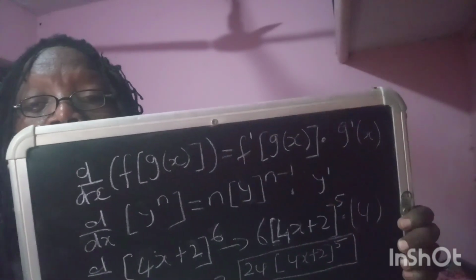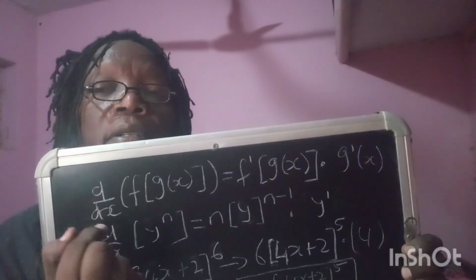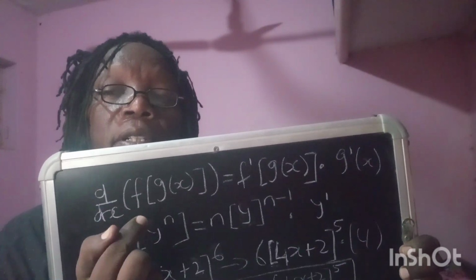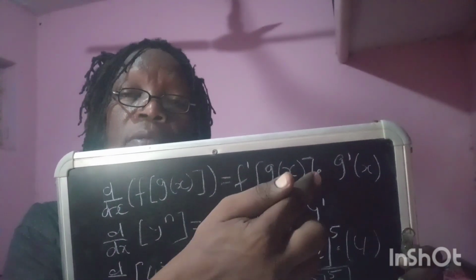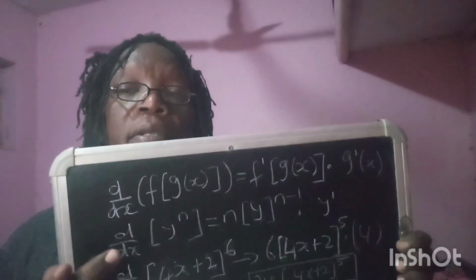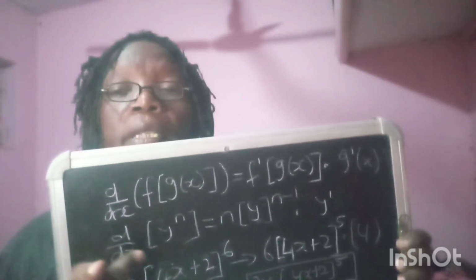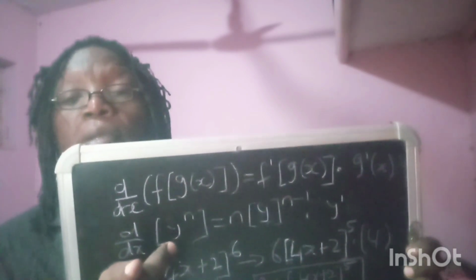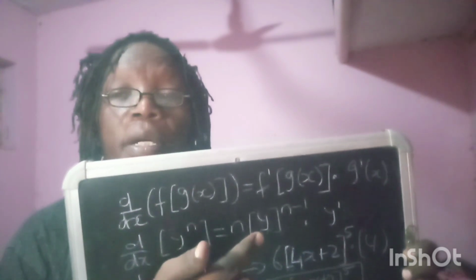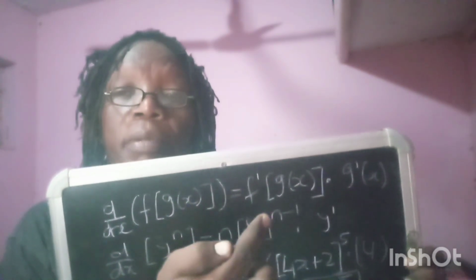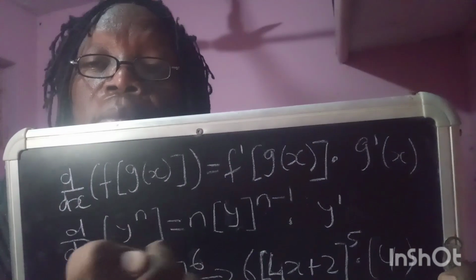So down there I've tried to illustrate it further. D over dx of this composite function f of g of x is equal to f prime g of x times g prime x. So down here we have d dx of y to the n is equal to n comes in front, y is there, and then you subtract, n minus 1, you see n minus 1, times y prime.